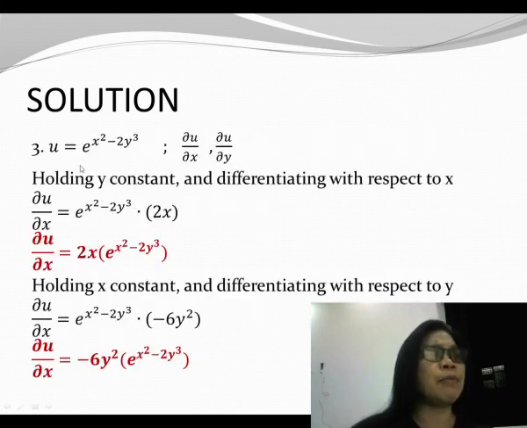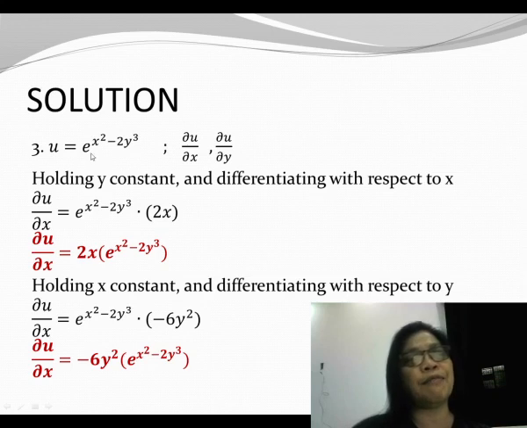And then another example, for number 3, is that this time we will consider a dependent variable u, which is given as the exponential function e raised to x squared minus 2y cubed. Here we have to look for the partial derivative of the function u with respect to x, and the other one is with respect to y.